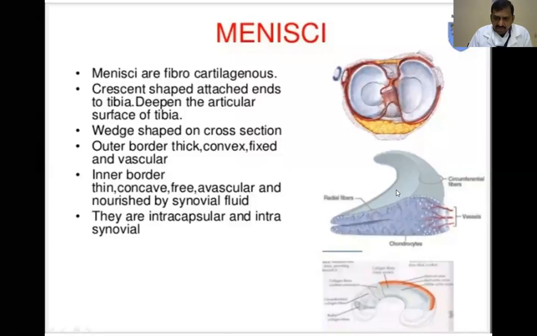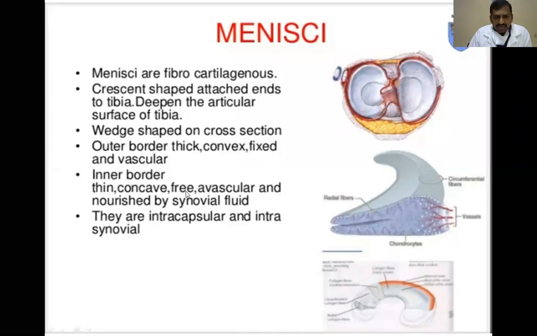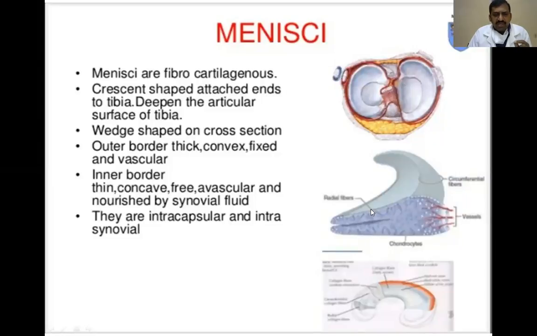Blood vessels supply the outer part of the meniscus, but the inner border is thin, concave, free, and avascular. This inner portion is avascular and is nourished by synovial fluid. That is another important function of the synovial fluid. This thin portion of the menisci is nourished by the synovial fluid, but the outer convex, fixed, thick part receives direct blood vessels from the knee joint. That is the important point related with the menisci.